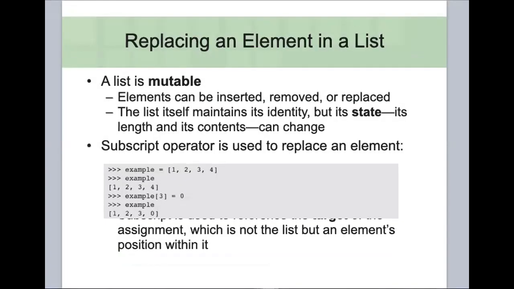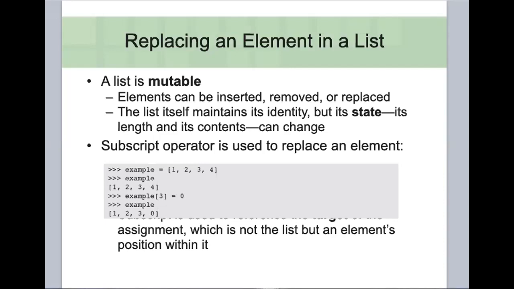Now, a list is mutable. Keep in mind, because a string is immutable, meaning its structure cannot be changed, but a list is changeable. So it's mutable. At any point in its lifetime, elements can be inserted, removed, or replaced. The list maintains its identity, but its state, its length, and its contents can change.